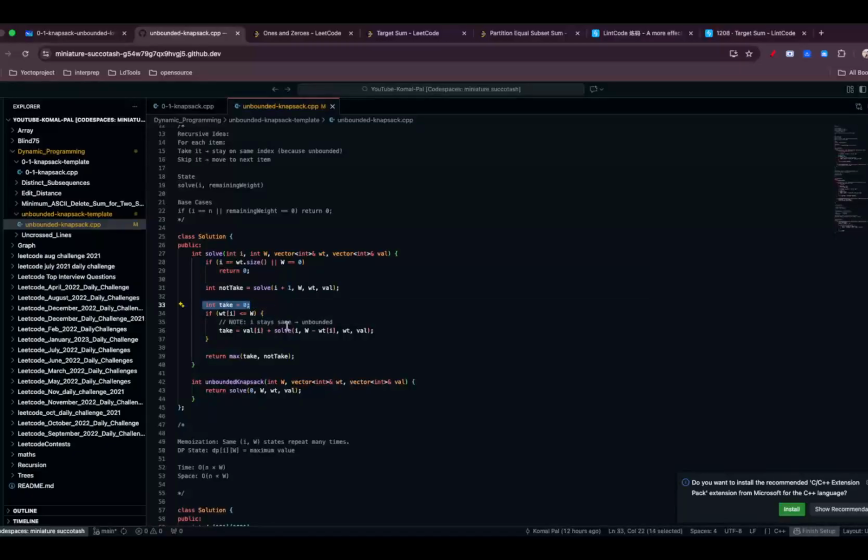And take equals 0, so if weight of I is less than or equal to capital W, then in that case only we will be subtracting it. But if you see, the index remains as it is. Here we are not passing to the next index because we can take a particular item any number of times, provided our knapsack capacity is still there to have that item. That is the only determining factor here, else everything is similar to 0 1 knapsack.